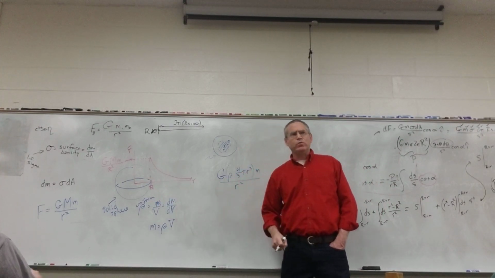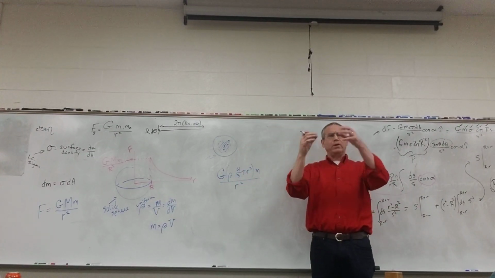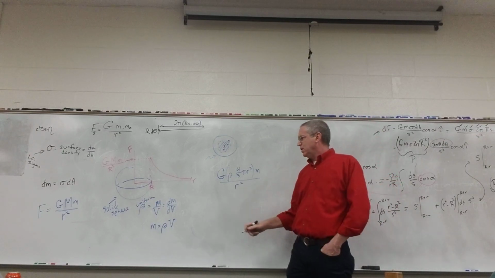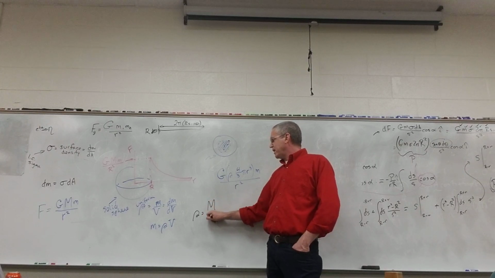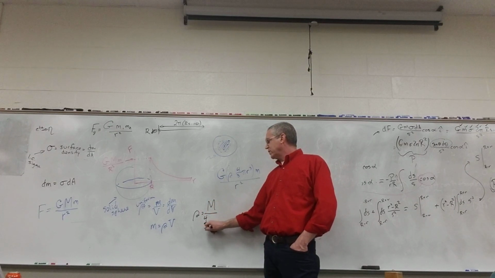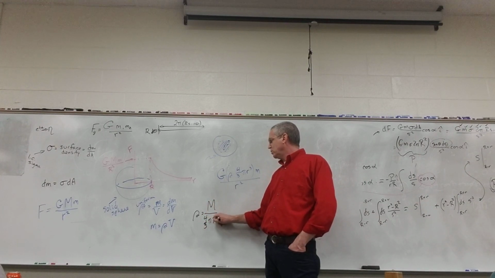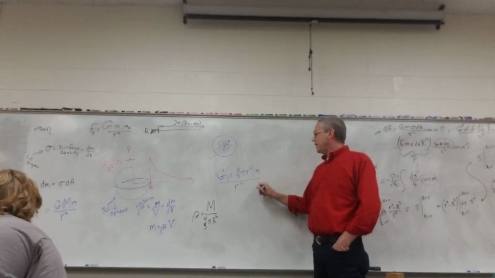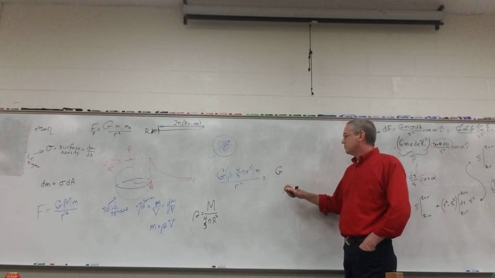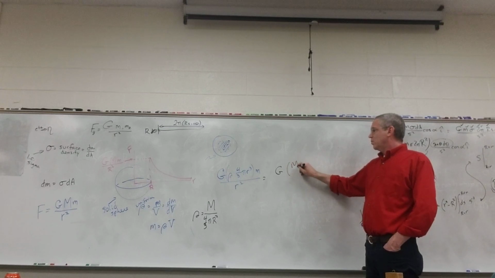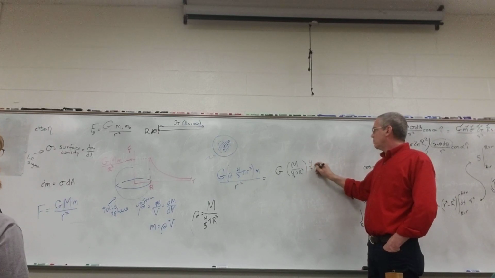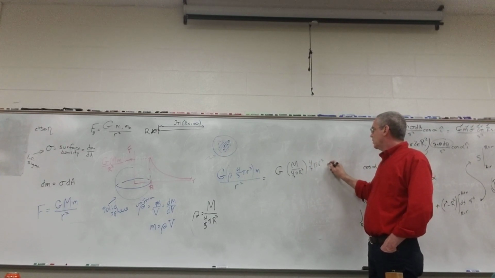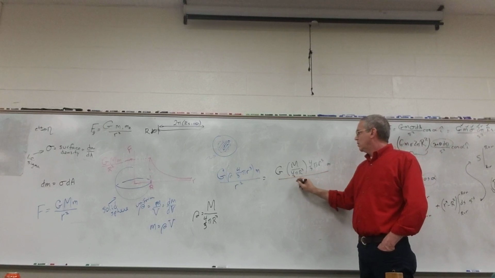Since the density is uniform, no matter if I take a look at a small part or a big part, the ratio is the same. And so the density is the mass of the entire sphere over the volume of the entire sphere, which is 4/3 pi big R cubed. If I plug that in, this becomes big G, big M over 4/3 pi big R cubed times 4/3 pi little r cubed little m over little r squared.